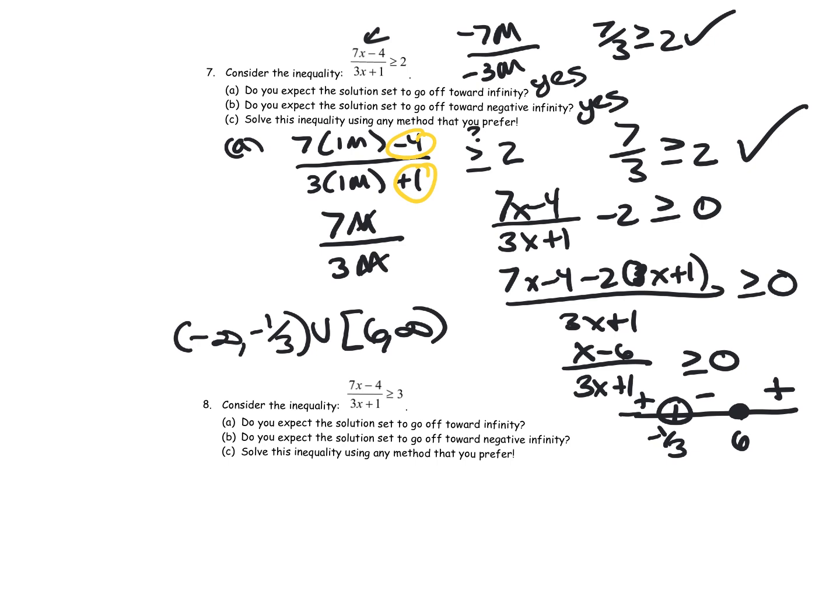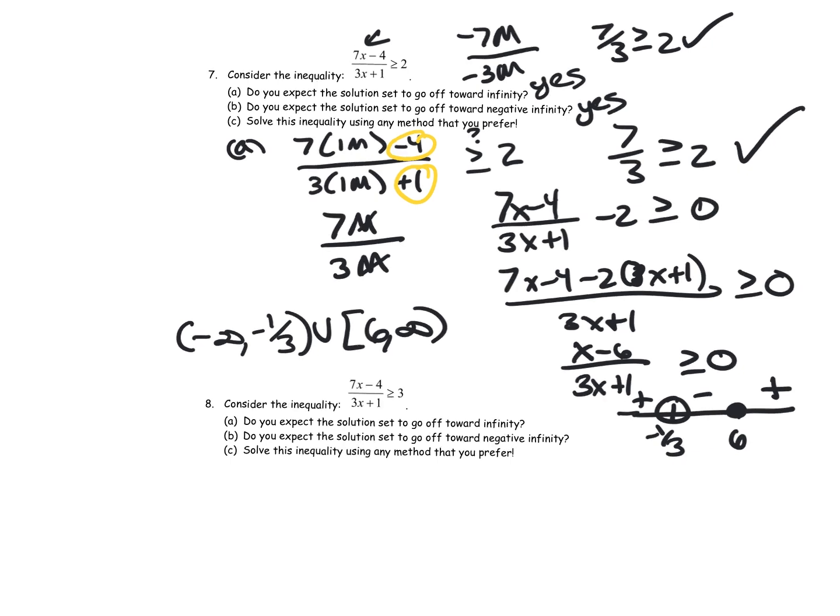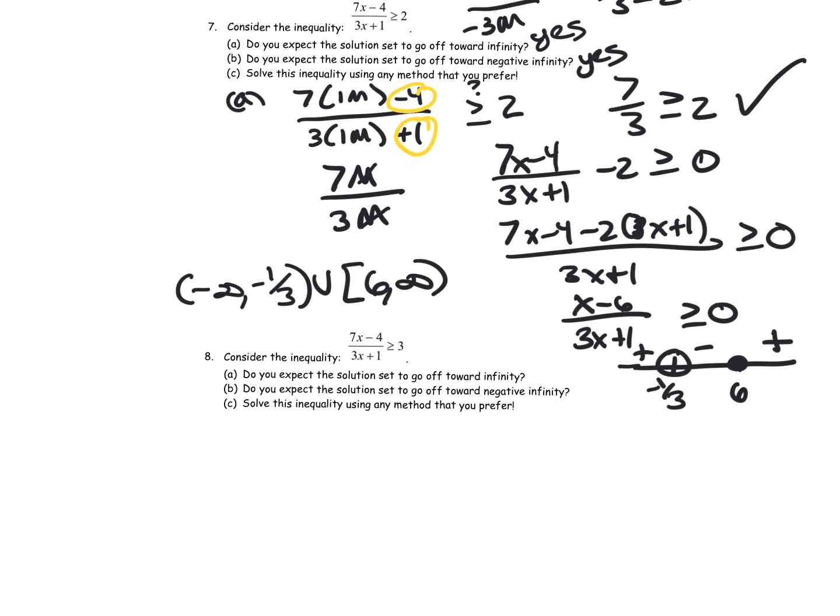Let's do a similar thing for 8. Do a different color here. In 8, again, the Guth check, thinking I'm plugging huge values in for x. Notice my left side is still the same as it was in 7. So the fraction when I plug in huge values of x will reduce to about 7/3, which in this case is not greater than or equal to 3. So I am not going to anticipate infinity being part of my solution.